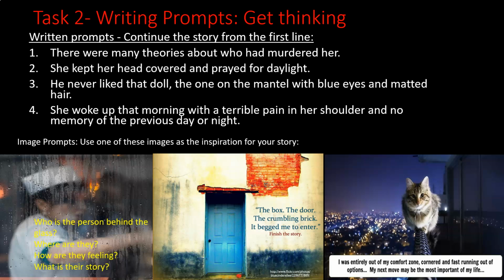So you have the written prompts here. There are many theories about who had murdered her. Could you start a story with that line? That's a great line. Sets up a mystery straight away. She kept her head covered and prayed for daylight. What's going on there? Again, a sense of the unknown. He never liked that doll, the one on the mantle with blue eyes and matted hair. Creating an image here and creating maybe a horror, but maybe there's something else there. Maybe there's a memory there.